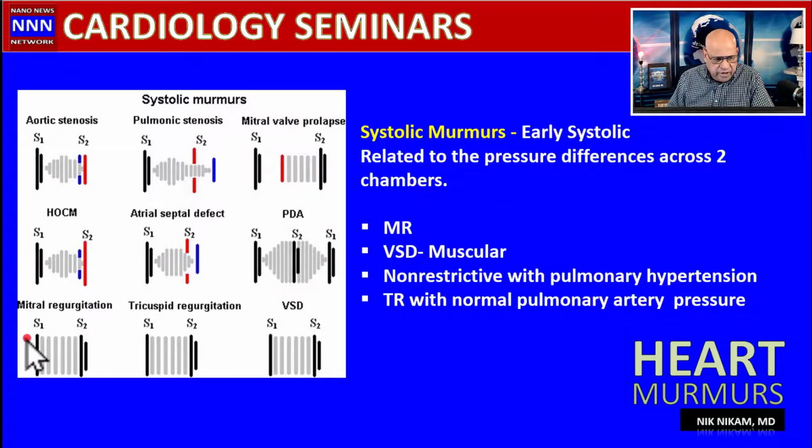And if it lasts through the entire systole, then you're talking about mitral regurgitation or tricuspid regurgitation, or it could be VSD. Again, with VSD, it depends upon how quickly the left ventricular pressure normalizes with the right ventricular pressure. If the right ventricular pressure equalizes the left ventricular pressure, then we don't have any more murmur.